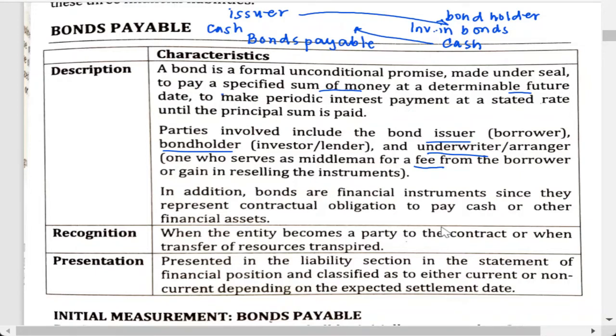So when do we recognize a bonds payable? We recognize a bonds payable when the entity becomes a party to the contract or when transfer of resources transpired. And we present the bonds payable in the liability section of the statement of financial position and shall be classified as either current or non-current depending on the expected settlement date.